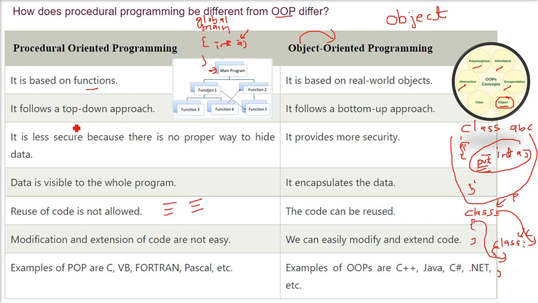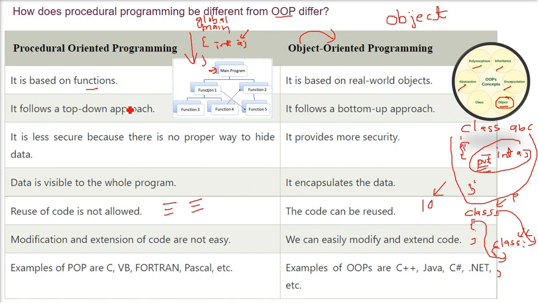In procedural, the modification and extension of code is not that easy, because you have to go to different functions, see where the function is being called, and then do the modification. In object-oriented, because you have different classes and everything is bound, with a very clear-cut structure, you can easily modify and extend the code. If you have 10 classes, you know which class you are going to go to. You can extend the code there.